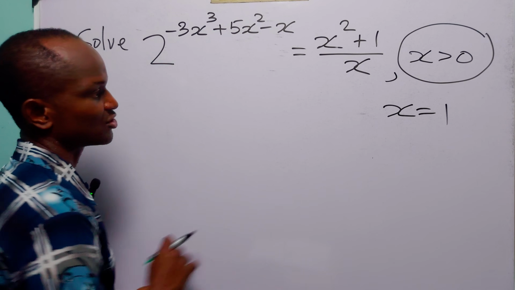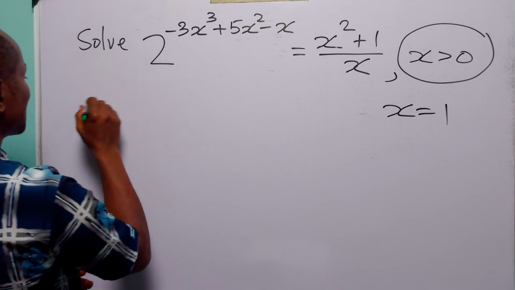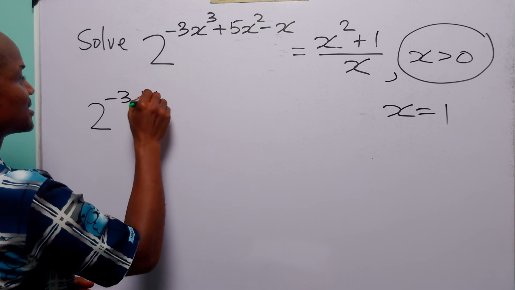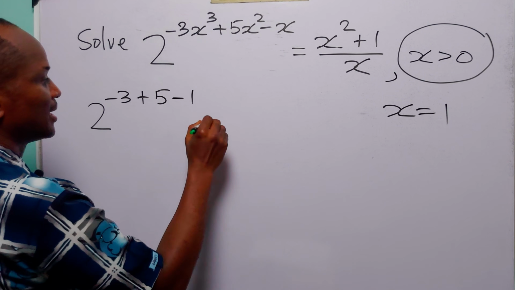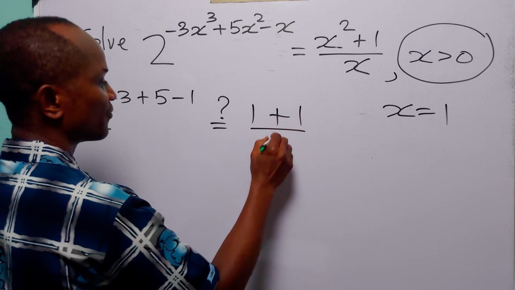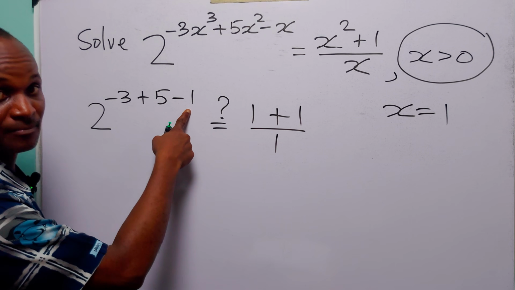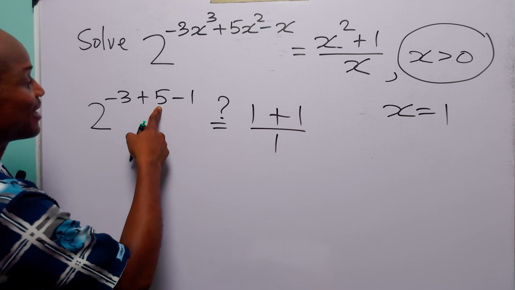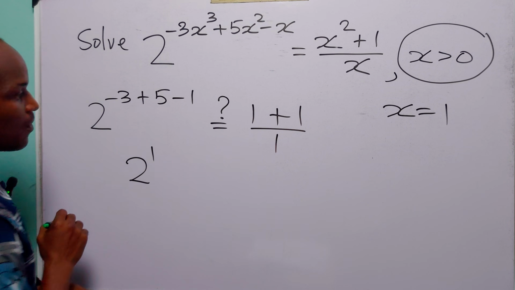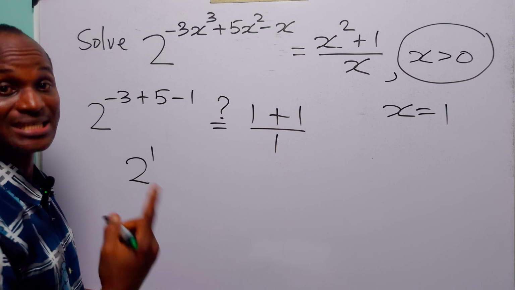Now, to check our answer, let us substitute 1 for x into the original equation. When we do that, we have 2 to the power minus 3 plus 5 minus 1. Now, is this equal to 1 plus 1 over 1? Minus 3 minus 1 is minus 4. 5 minus 4 is 1. So on the left-hand side, we have 2 to the power 1. And here we have 1 plus 1, which is equal to 2, divided by 1, which is equal to 2.